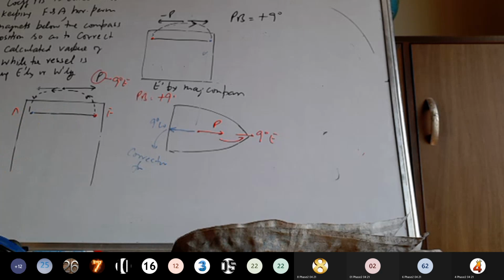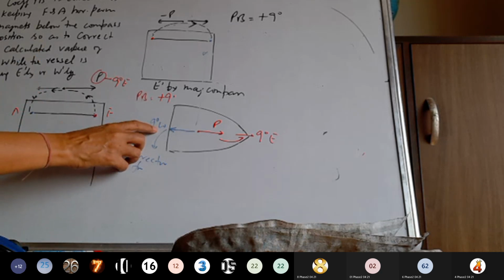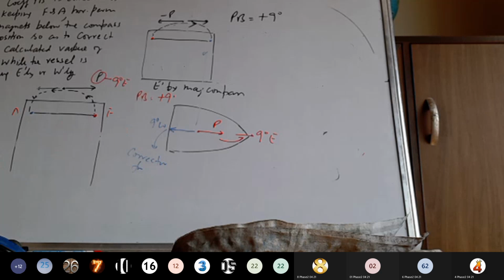And now what we do is that we achieve 9 degrees west deflection with the help of these magnets. So we keep a sufficient number of magnets, then we adjust the position of the magnets in such a way that with the help of these magnets, we achieve 9 degrees west deflection of the magnetic compass. Understood?